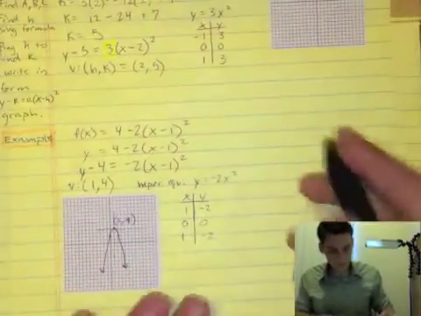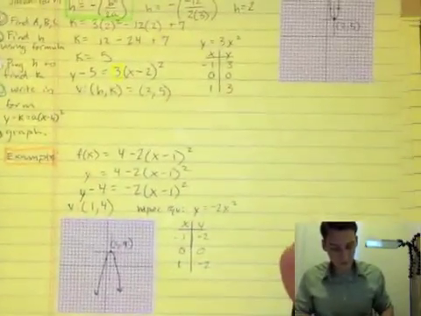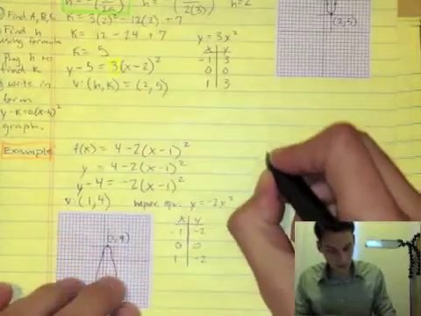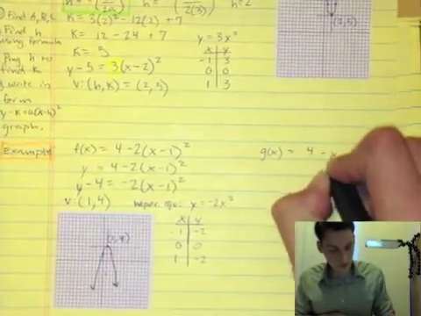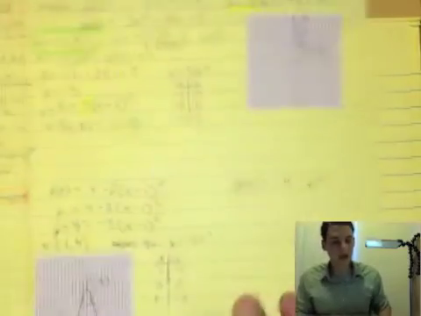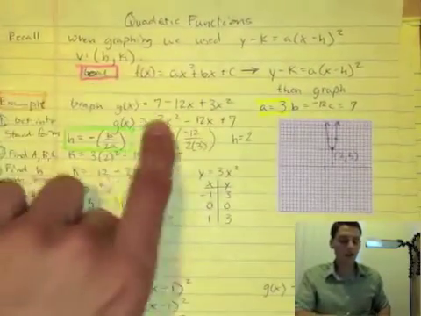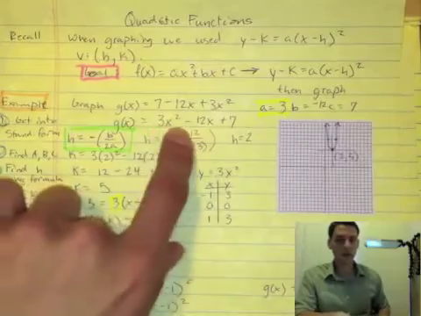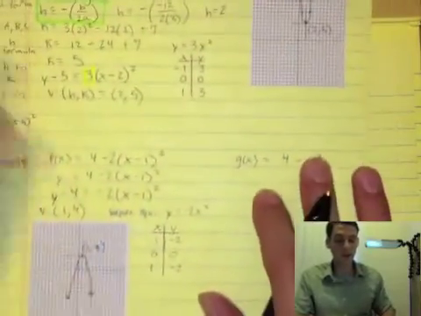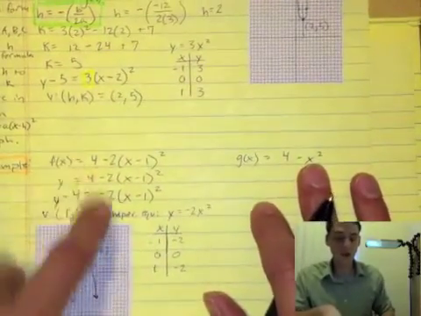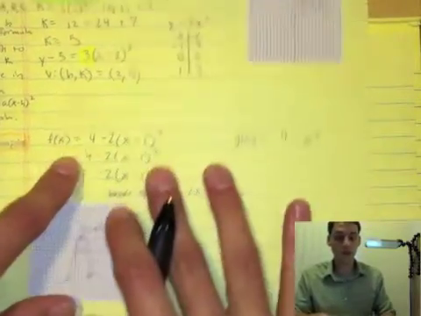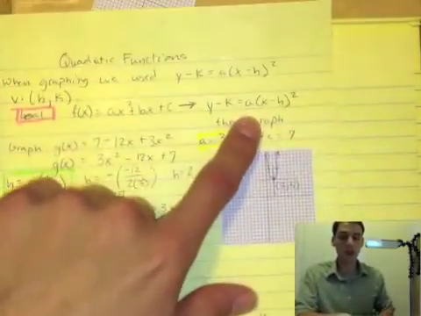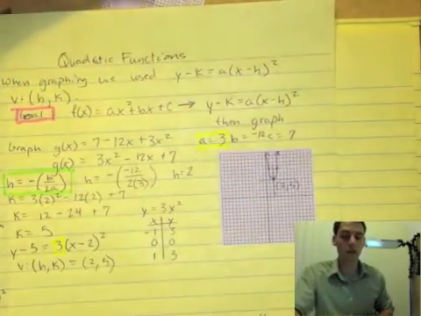Next example, same idea, except we'll have g of x equals 4 minus x squared. Again, this is not like this one because it's not in standard form. We could get this into standard form really easily, or we can do something like this to just go directly into this form, and I'm going to show you how to do that.